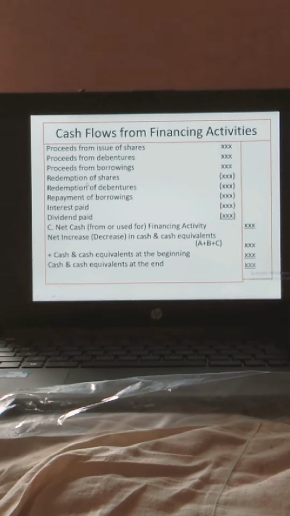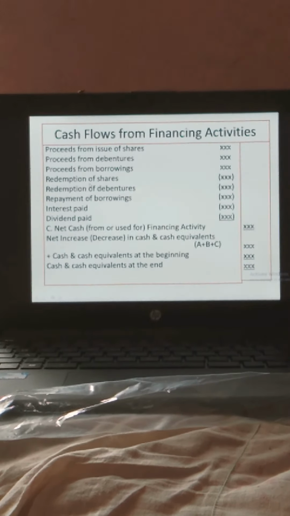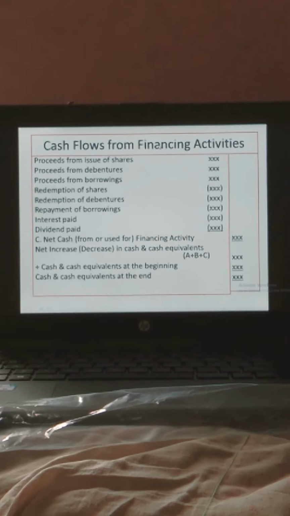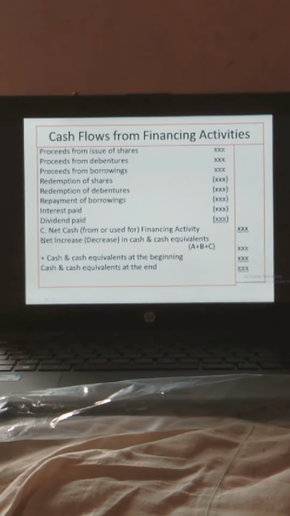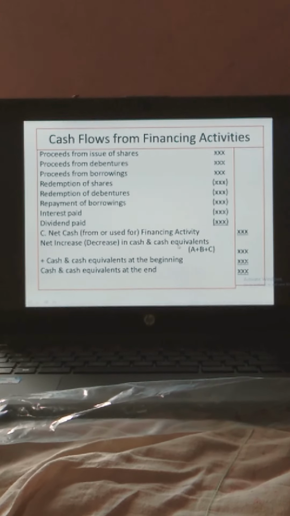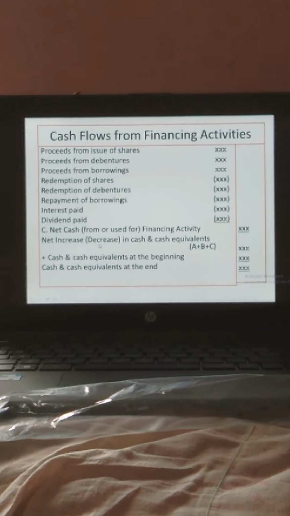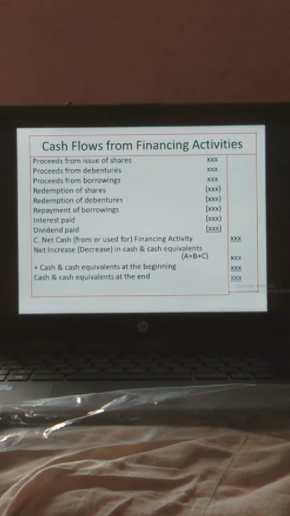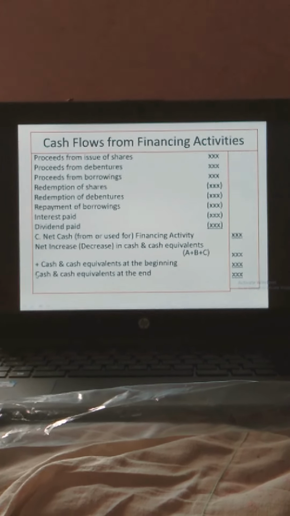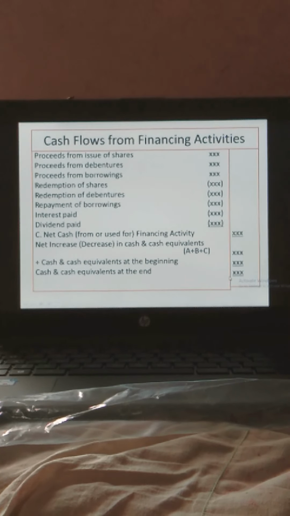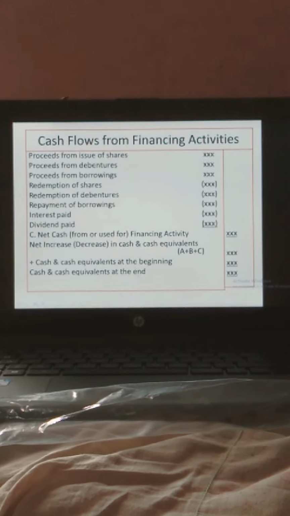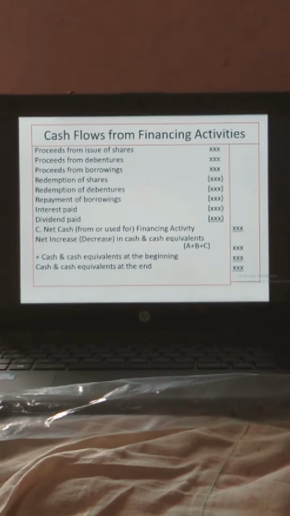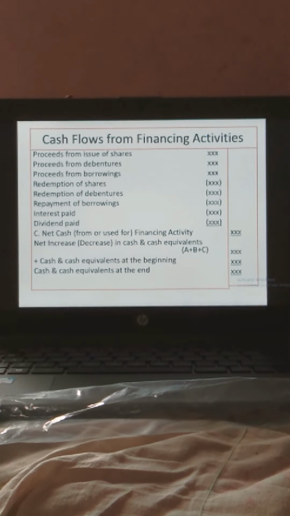Then if you add all these three, that means cash flows from operating activity, cash flows from investing activity, and cash flows from financing activity, we are getting the net increase or decrease in cash and cash equivalents. With that, we have to add cash and cash equivalents at the beginning, as we have already discussed. Then finally you are getting cash and cash equivalents at the end, and this should be matched with the cash and cash equivalents at the end in the financial statements. Okay.